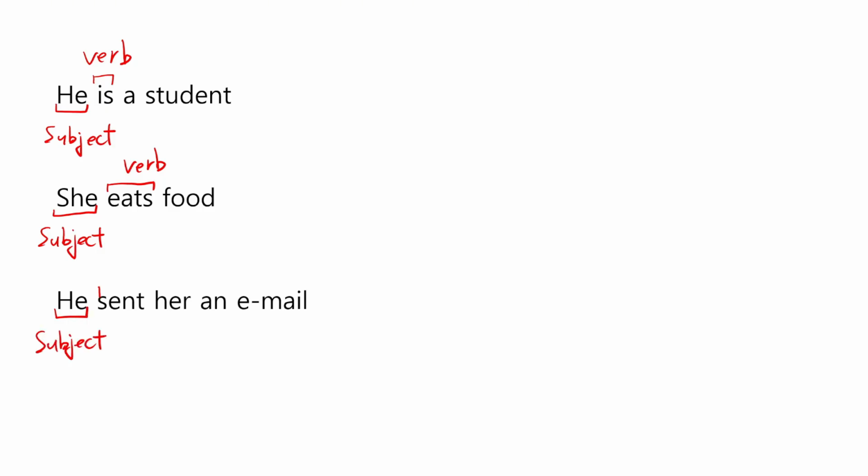Alright, in the first sentence, he is the subject and is is the verb. And in the second sentence, she is the subject and eat is the verb. And in the third one, he is the subject and sent is the verb.